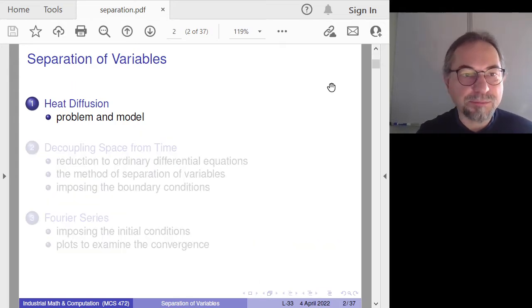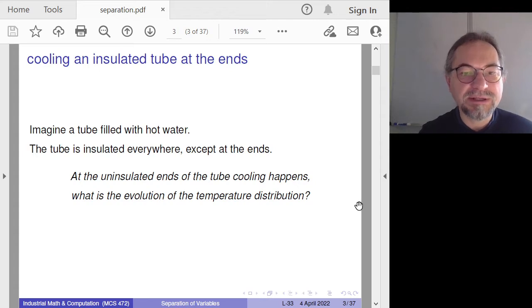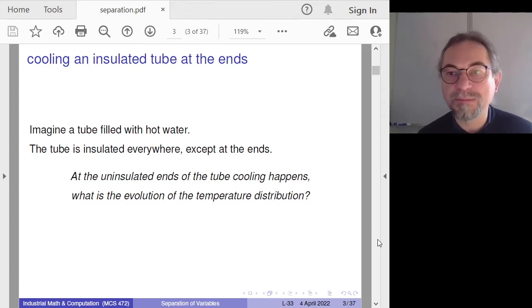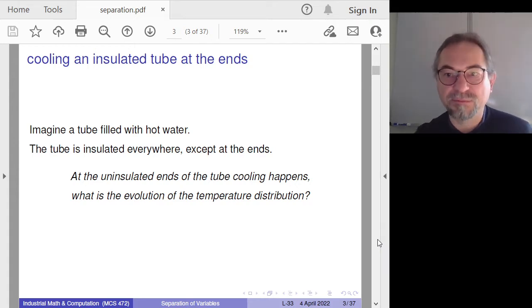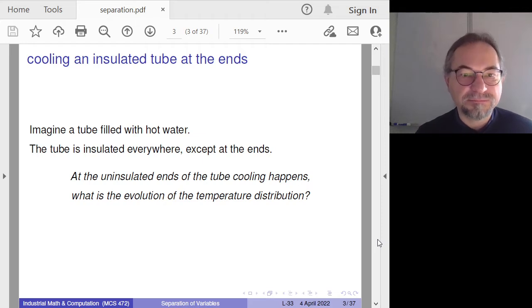So what is our problem? So here is a very simple problem. Imagine a tube filled with hot water. So it could be just a cup, it could also be a tube. So the tube is insulated everywhere, but at the ends there is heat loss. So you could see this a little bit as you have a mug of hot tea. How long does it take till that mug of tea is actually cold?